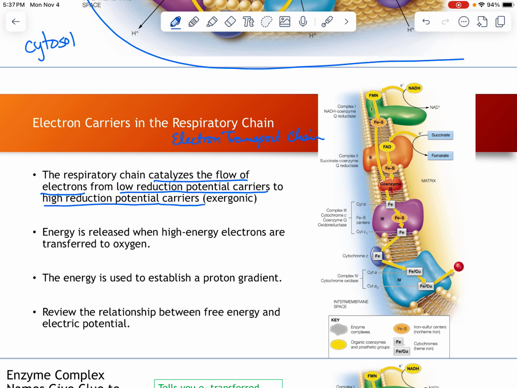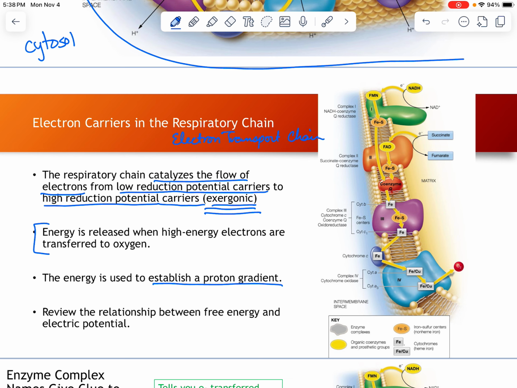So essentially, but notice it says exergonic. These are going from higher energy, less stable, to lower energy, more stable. So they're giving off that extra energy. Those electrons are eventually transferred to oxygen, and the energy is used to establish a proton gradient.